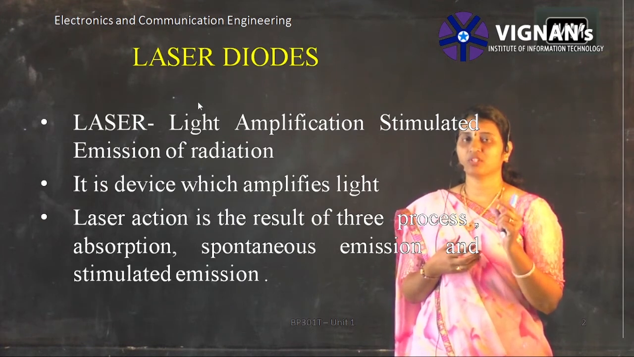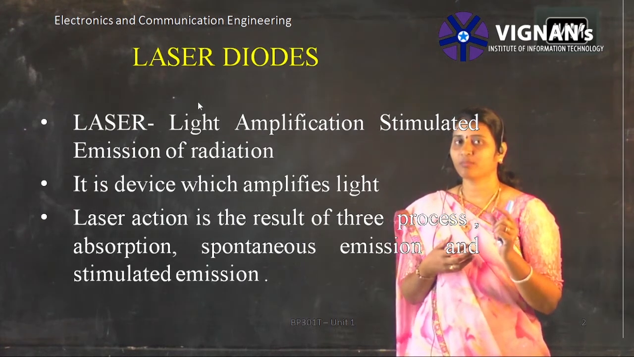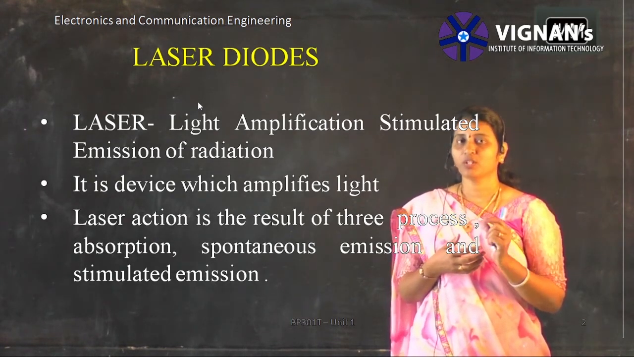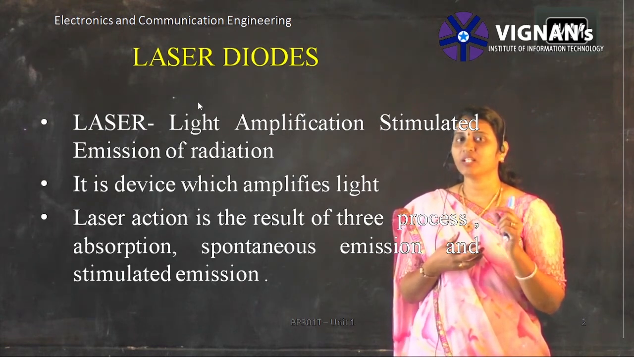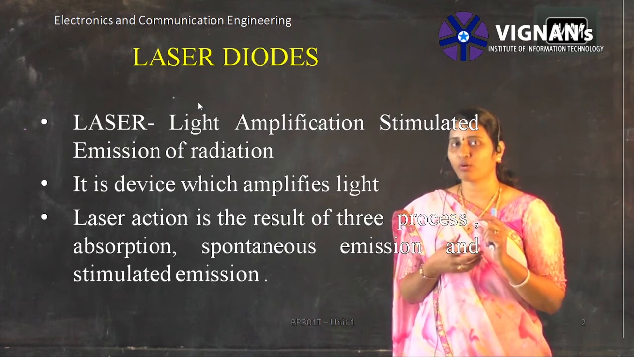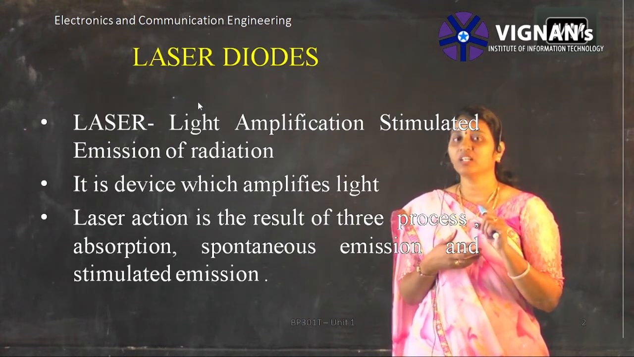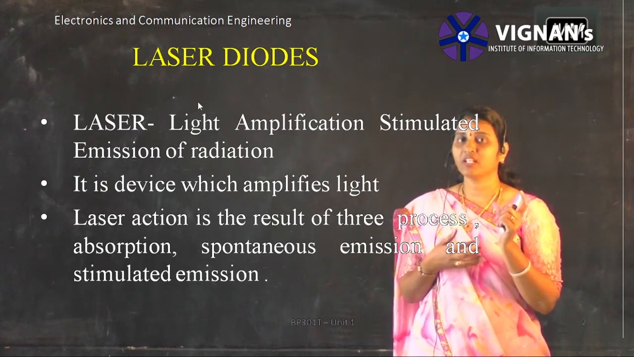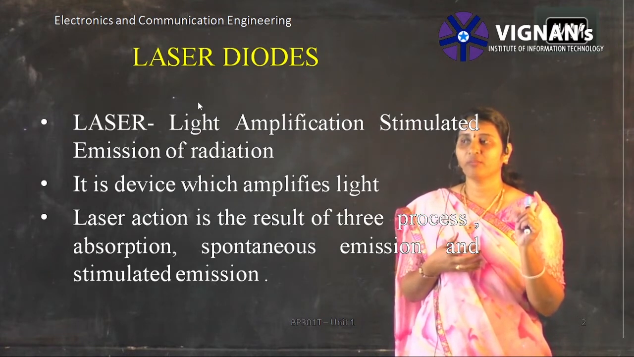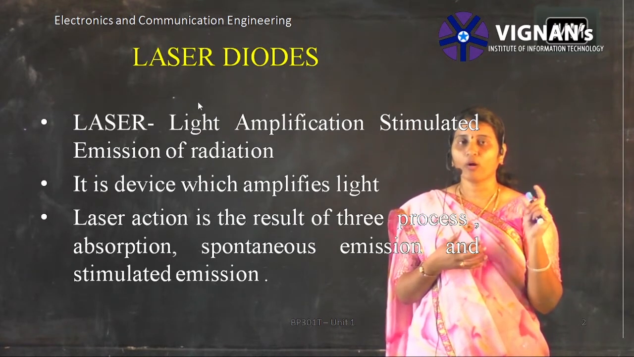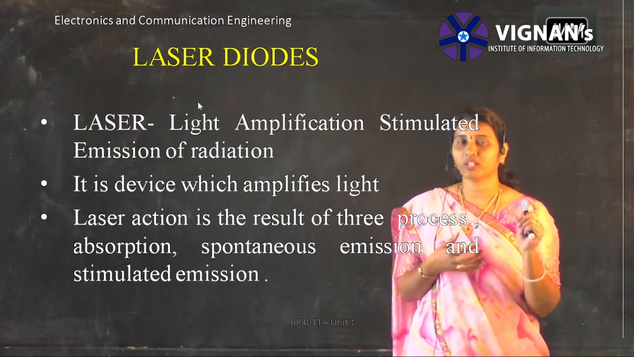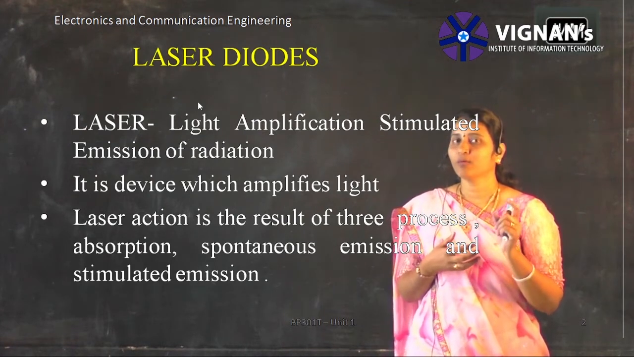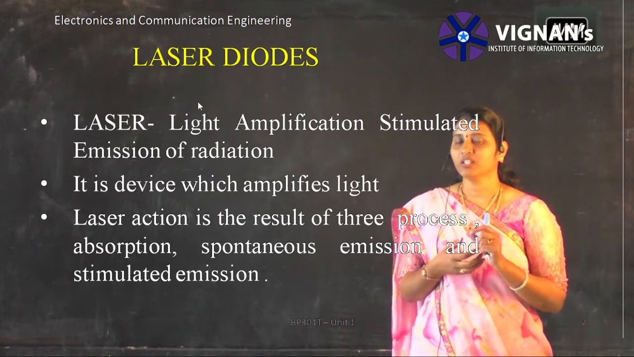That stimulated emission process: we already know there are three processes, right? Absorption and emission, and in emission we have spontaneous emission and stimulated emission. Specifically here, the stimulated emission of radiation from the recombination of charge carriers in the active layer results in the amplification of the light being generated. So this is the meaning of light amplification by stimulated emission of radiation. Each word is important. This is the actual definition: the device amplifies the light energy that is generated.